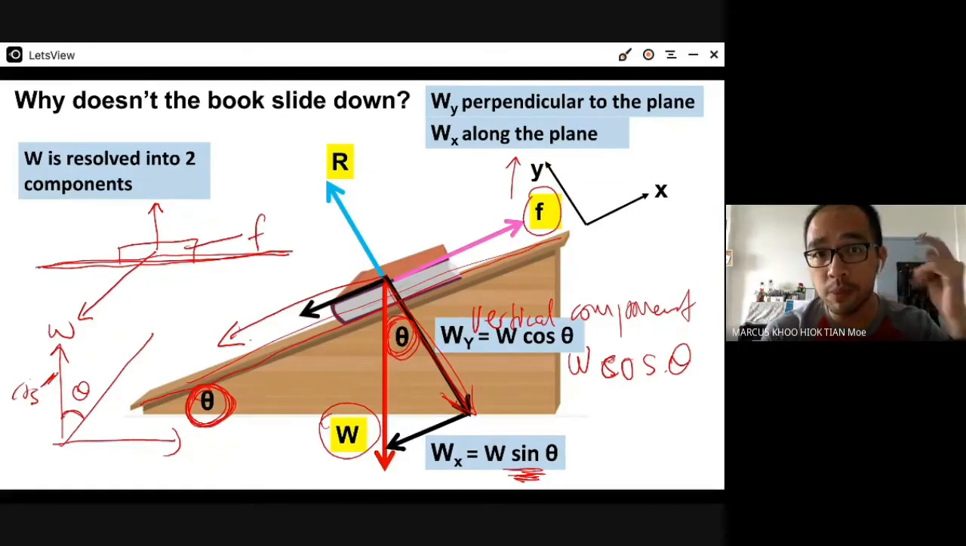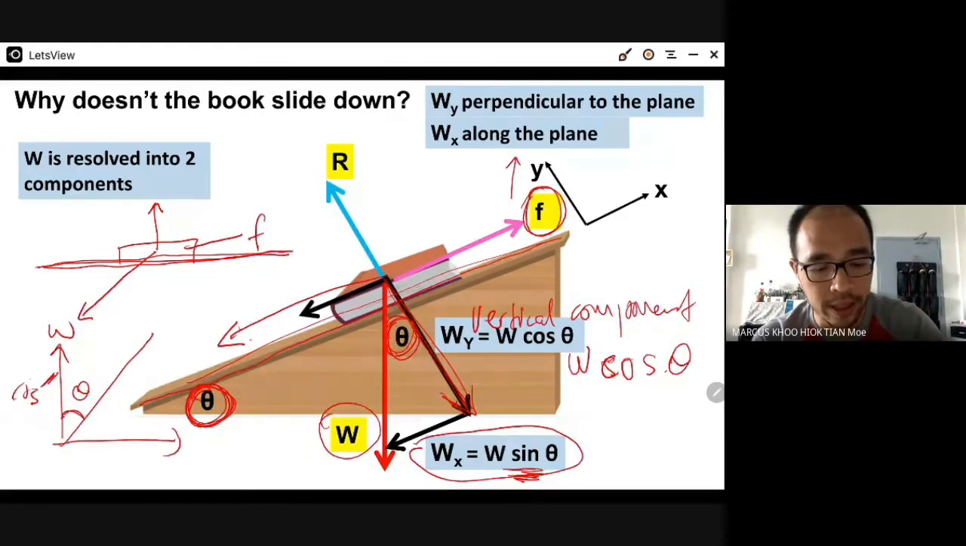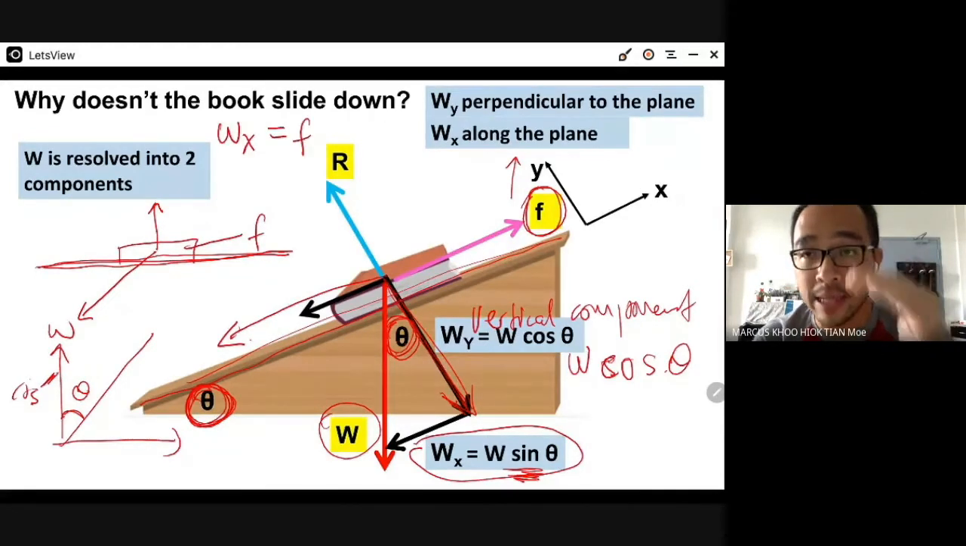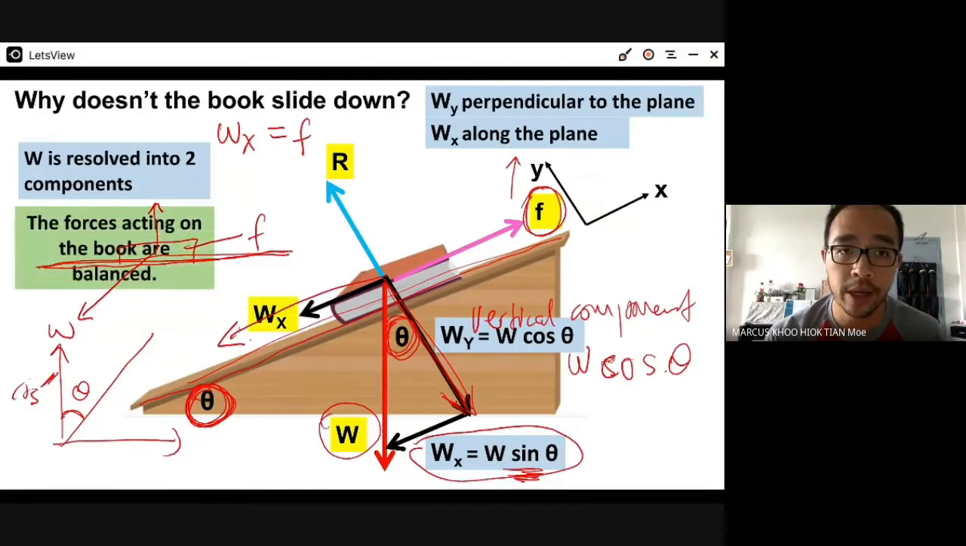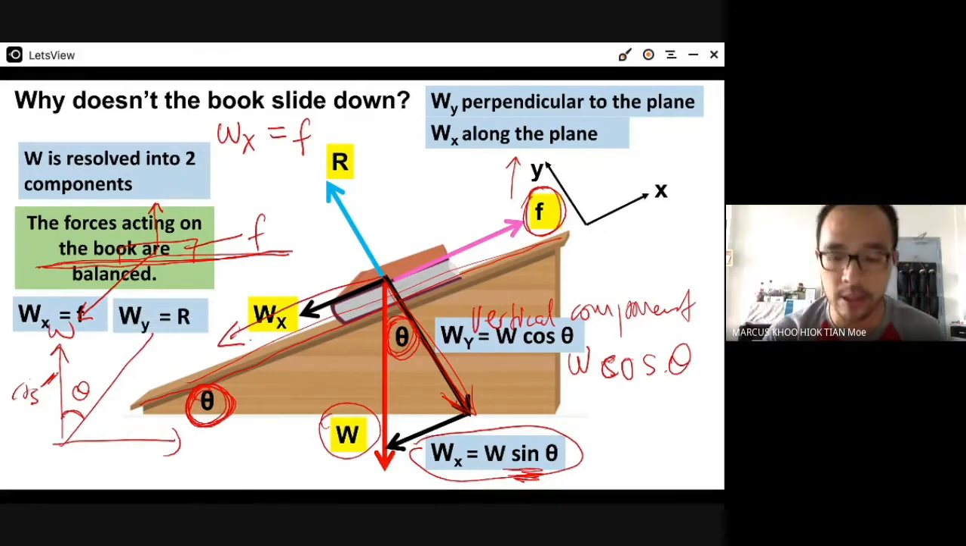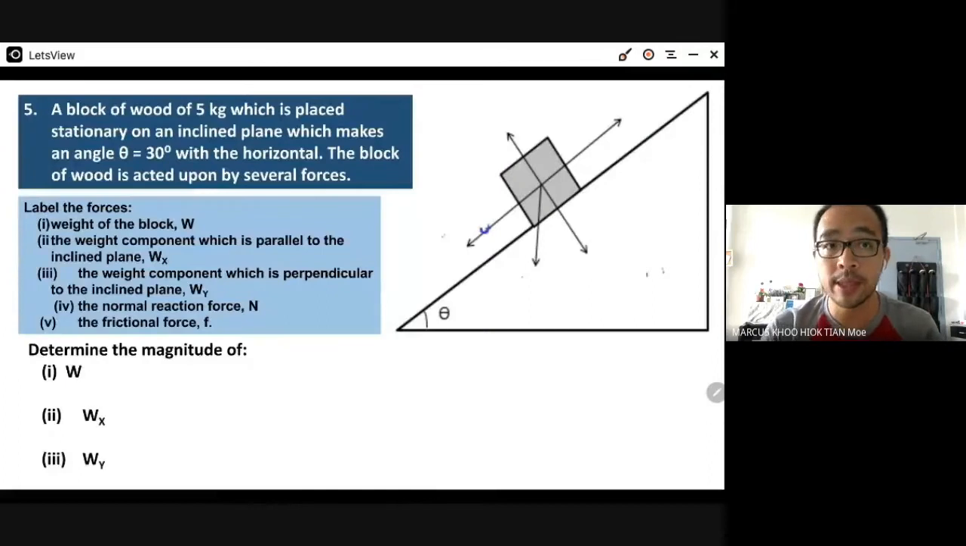So the book doesn't slide down because the WX and the F are the same value. The X component and the F are the same value. That's why the book doesn't slide down. Very normal, if left equals right, the object will not move. This is what we studied since the first subtopic. The forces acting on the book are balanced. Oswald's answer just now is also quite good: there is a very high frictional force. But as always, if the resultant force is 0, the book will not slide down.